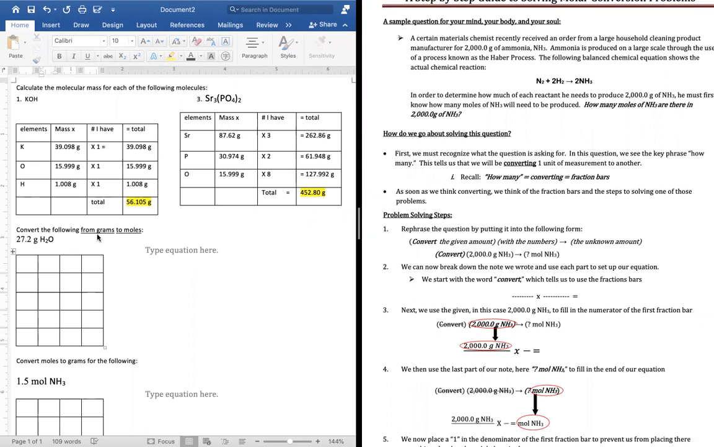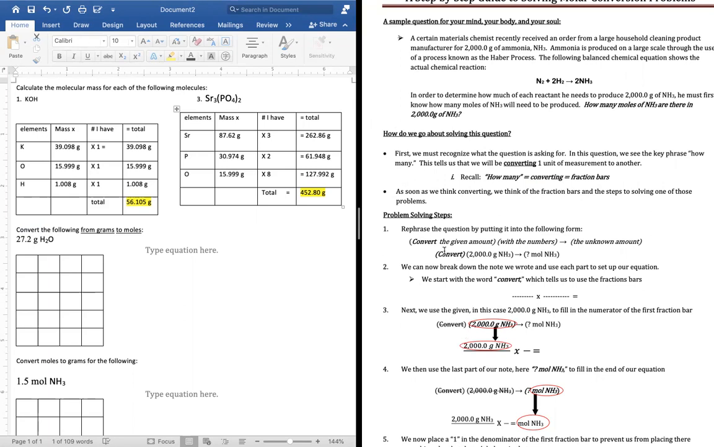So it says convert the following from grams to moles. So remember, the very first thing you need to realize is this is not a regular math question. And you know that because here in the question or the statement here, you see the word convert. So if we go up here, remember, if I see the word convert, it means that I'm doing this special process. And what does the word convert mean to me? It means fraction bars. So that means I need to get my mindset into these math steps.